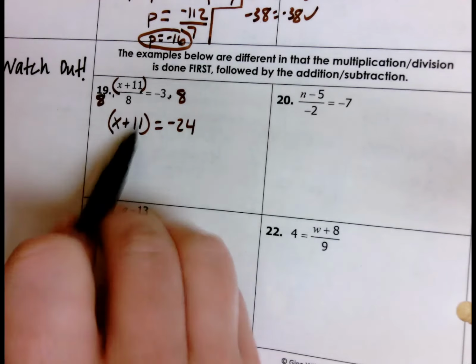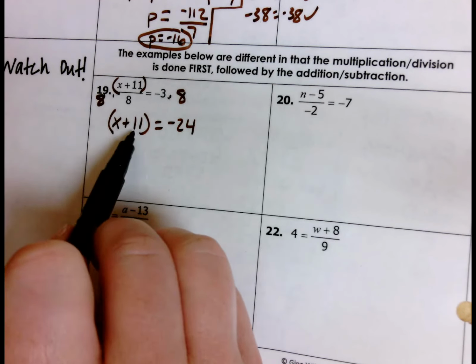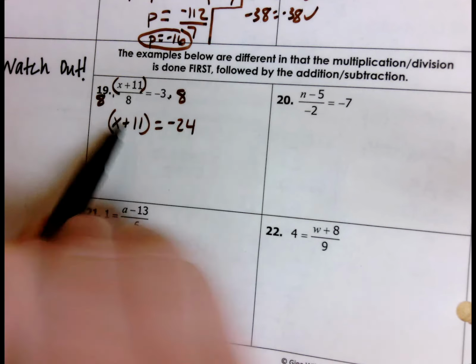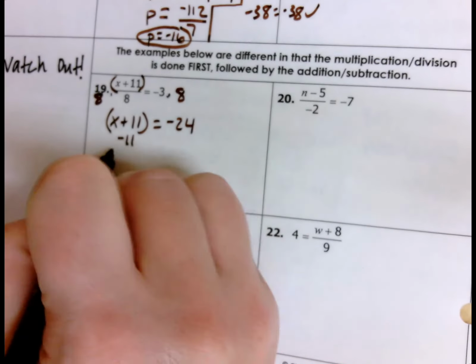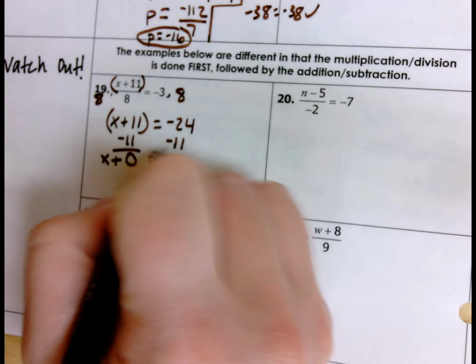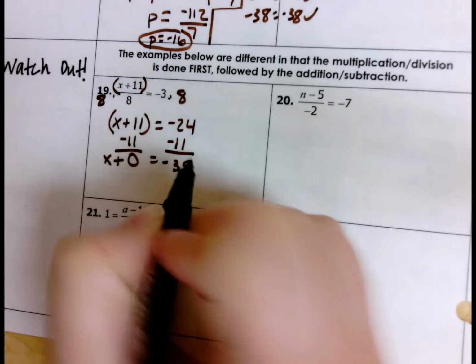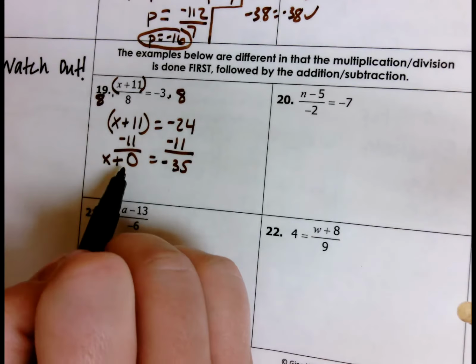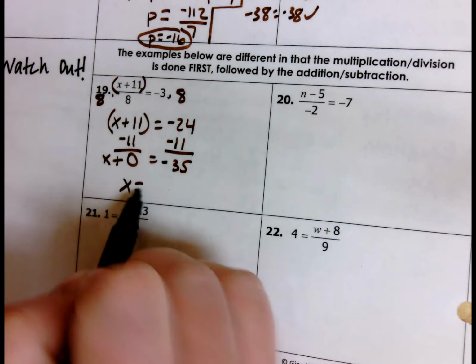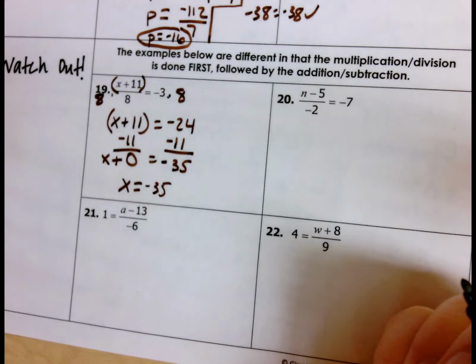Now I have just that group left that was on top of my parentheses. So I have x plus 11. I need to move this positive 11, so I need to subtract it. That'll give me 0. Same as before, I'm going to subtract over here, and that's going to give me negative 35, okay? And then this x plus 0 is really just x, because that 0 adds no value to this right now. And we get x is equal to negative 35.